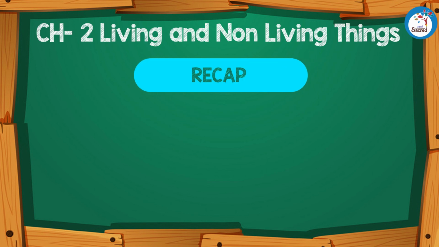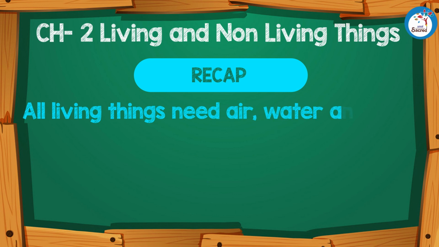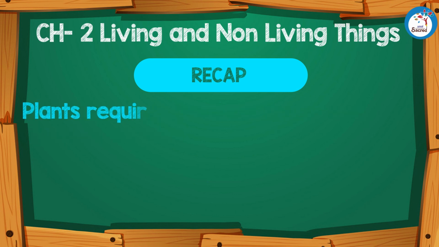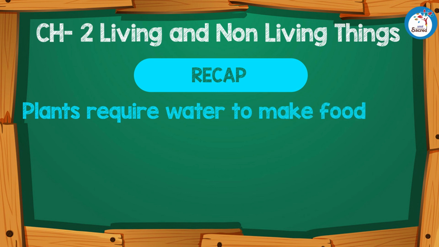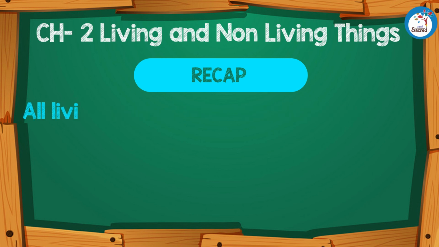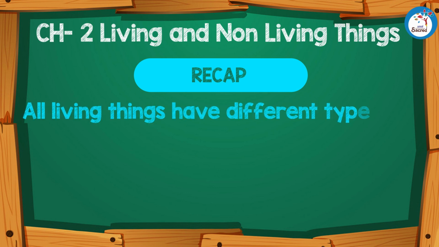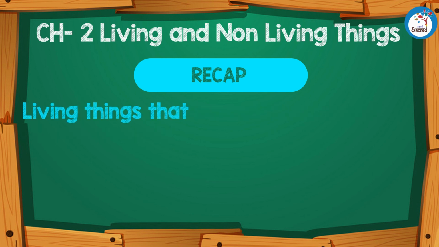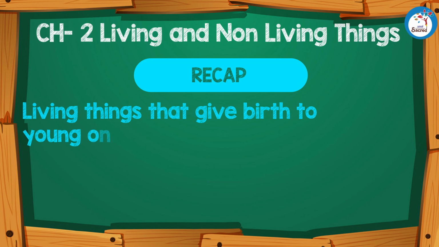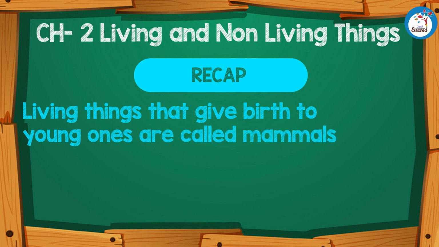Recap. All living things need air, water, and food to survive. Plants require water to make food. All living things have different types of movements. Living things that give birth to young ones are called mammals.